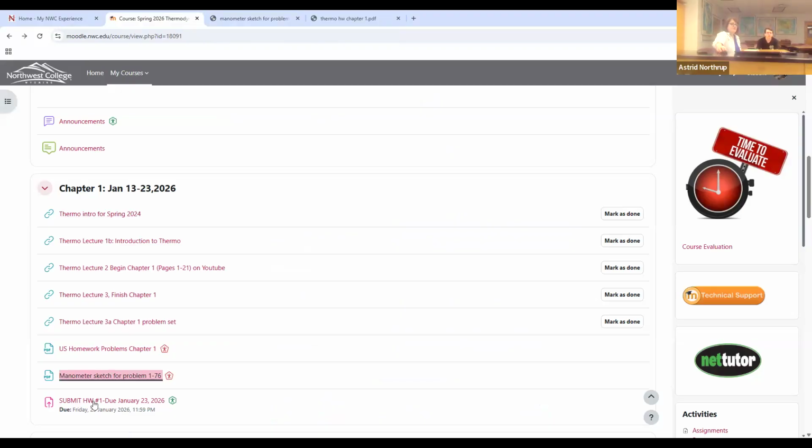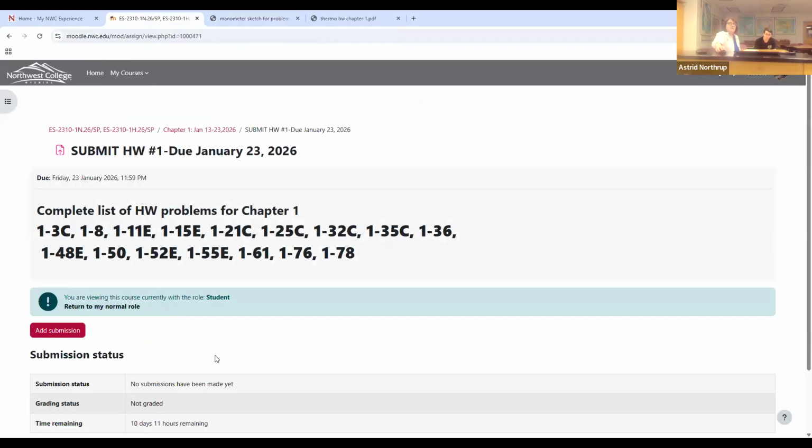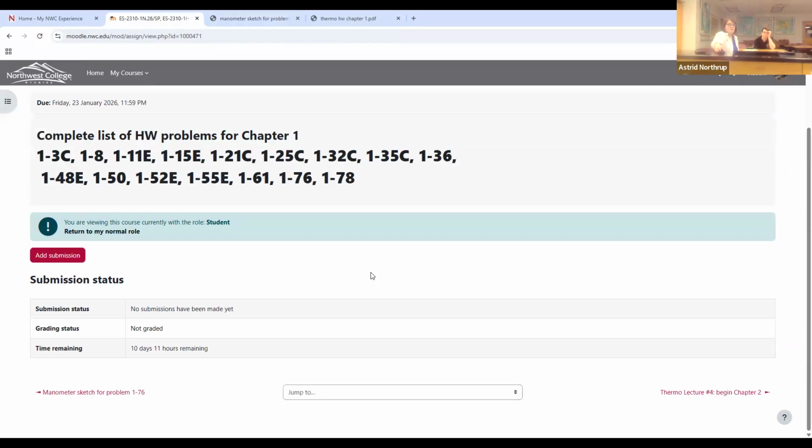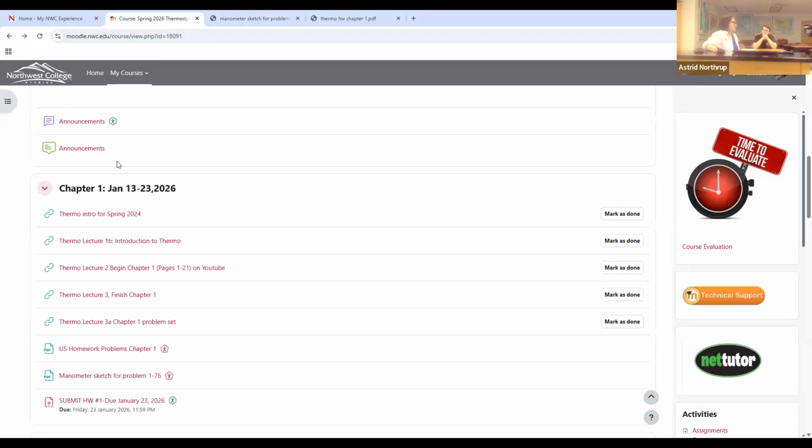But the big thing, as usual, is submit. So you submit homework number 1, it'll be due next Friday, and there's that complete list of problems. Okay, so just as usual, submit. Make sure that everything's done on engineering paper. Make sure that you submit it as a PDF file.